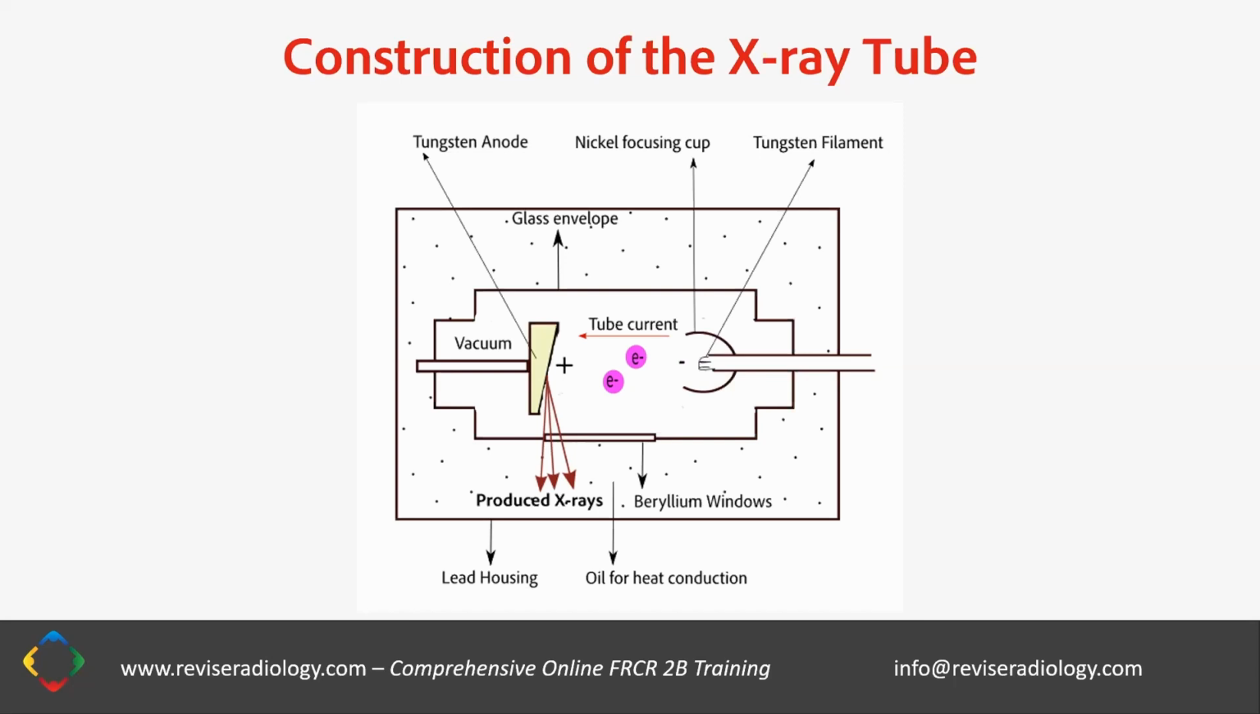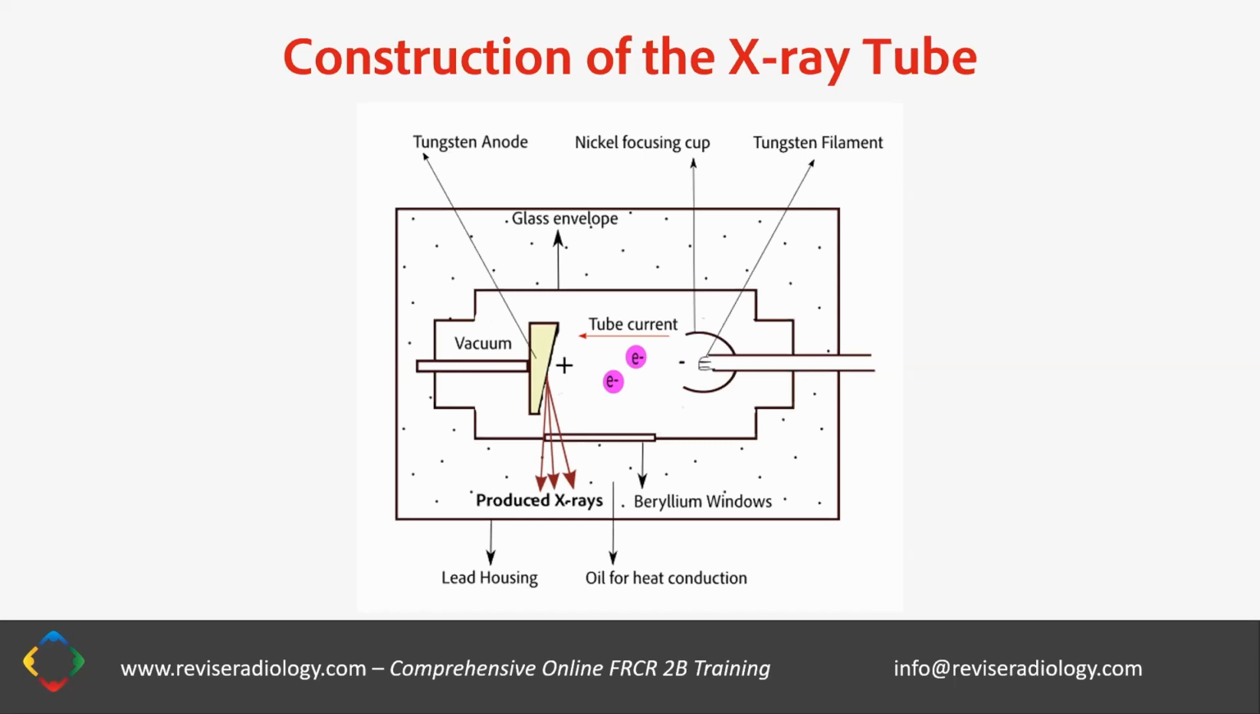Yeah, there's also a semicircle that you'll notice around the filament. This is called the nickel focusing cup. The function of that is to focus the beam of electrons. A lot of the things in the tube are just for getting the best quality X-ray possible, and the nickel focusing cup is one of those things. It's made of nickel. You can also see an arrow which says tube current, which we'll get to in just a second and go through in detail.